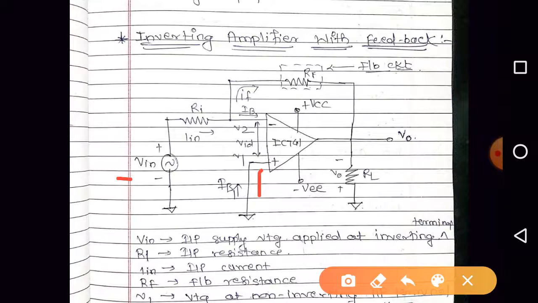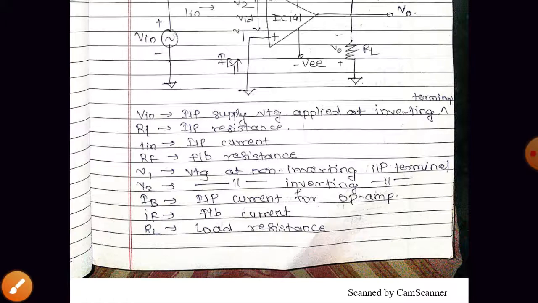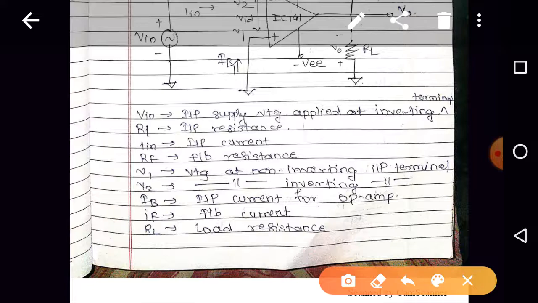See the different parameters. V in is the input supply. R1 is the input resistance. I in is the input current. RF is the feedback resistor. V1 is the voltage at the non-inverting input terminal. V2 is the voltage at the inverting terminal. IB is the input current of the op amp. IF is the feedback current. RL is the load resistance.